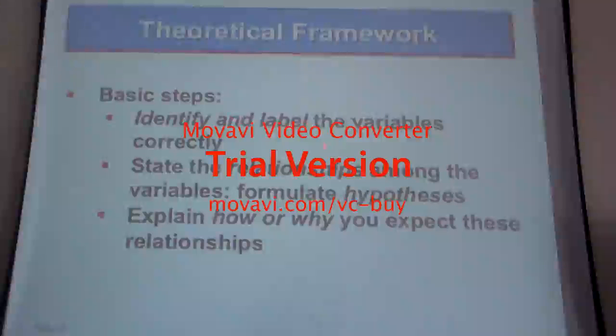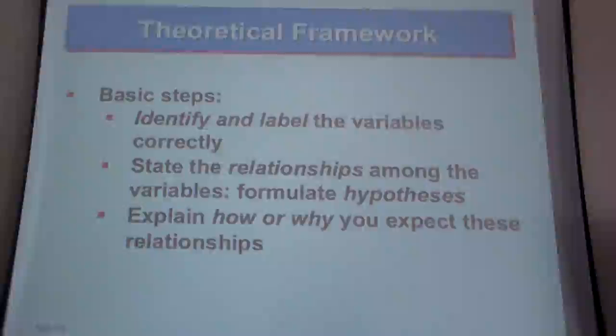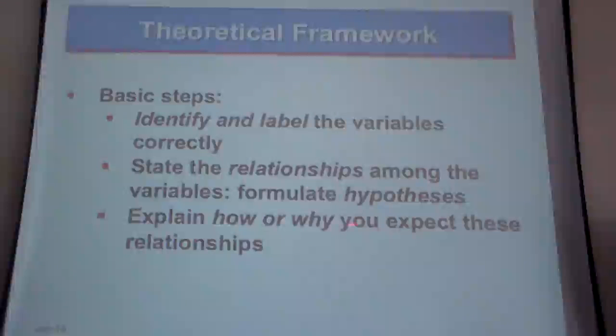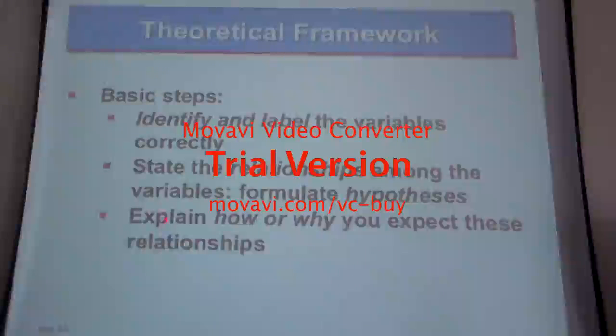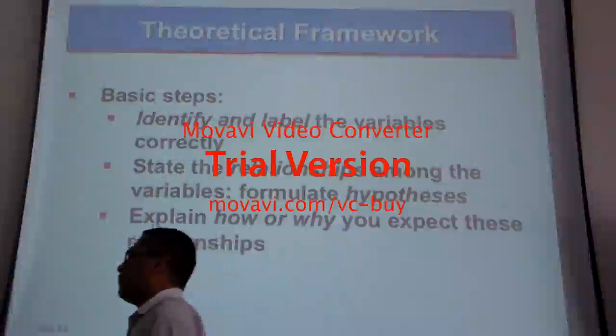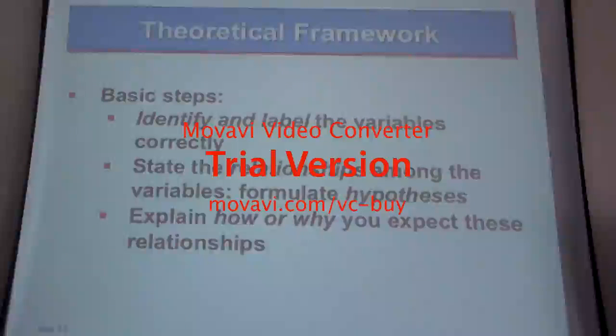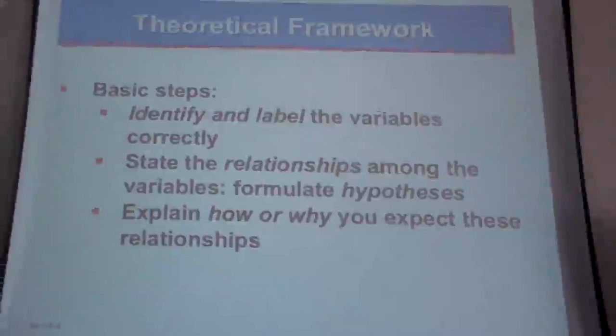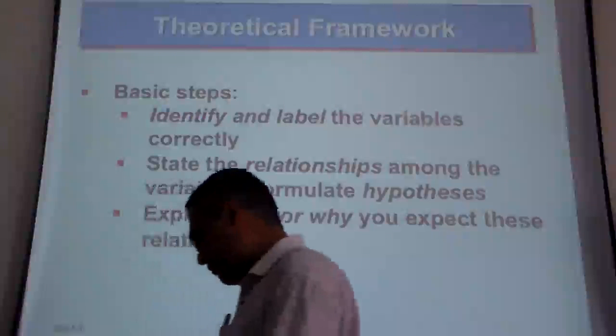The first step is to identify the variables. What are the variables in our model or in our problem? And after that, we state the relationships, how these variables relate to each other, in order to formulate the hypothesis. And the third step is to explain why we expect these relationships. Why not other types of relationships? Okay? Anyone have a question?